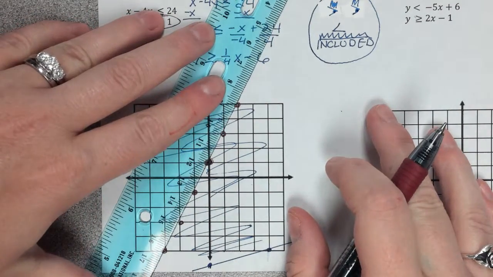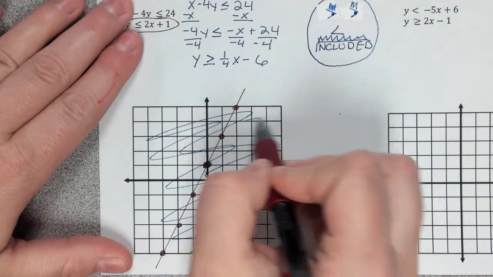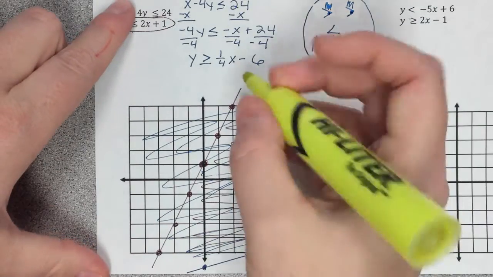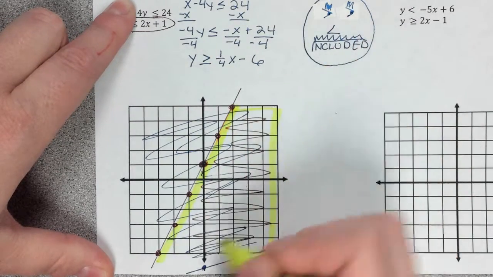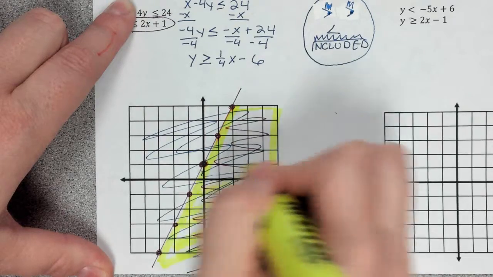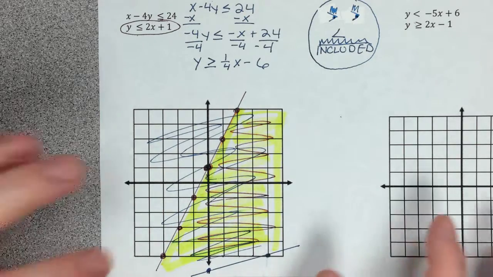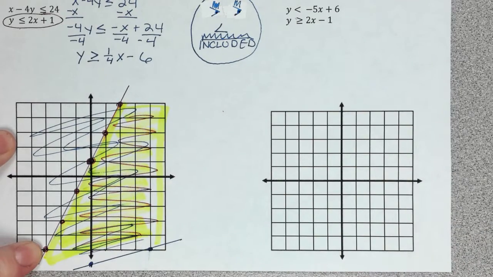Now I'm going to be shading less than because of my symbol. It's going to look kind of bad, but right here, in between them, is my solution set. So any point within that highlighted area is a solution. The second one's a little bit easier. It's ready to go for me.